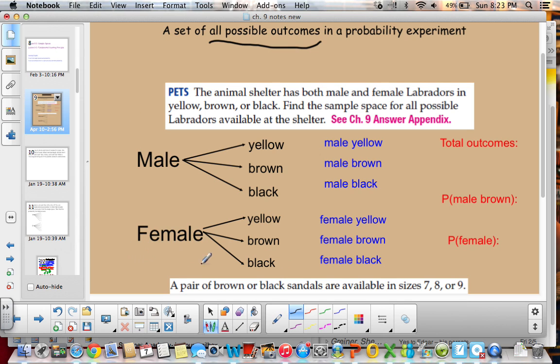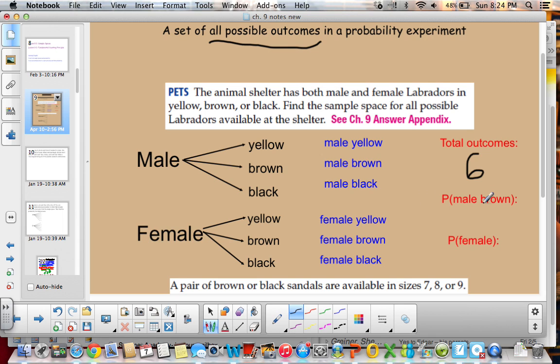This right here is called a tree diagram. You don't need to write this down, but you do need to know what a tree diagram is. We're going to be doing a few more, and you're going to be creating one. This is how we list all of the outcomes or the sample space for our problems. And then these are all of our outcomes. So we can pick a male yellow, a male brown, a male black, a female yellow, a female brown, and a female black. So the total number of outcomes is 6. 1, 2, 3, 4, 5, 6.